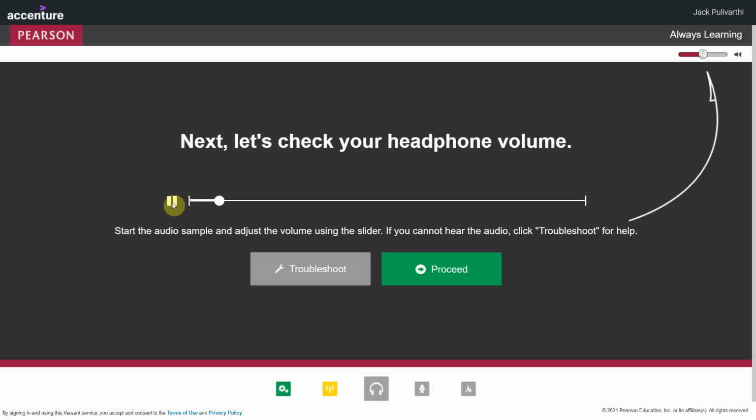Please set your headphone volume. To set your headphone volume, use the volume slider in the upper right-hand corner of the screen. Be sure to set your volume at a level that you can hear clearly. Remember, you can change your headphone volume at any time during this test by using the volume slider.